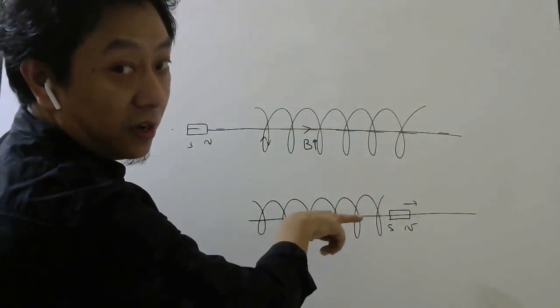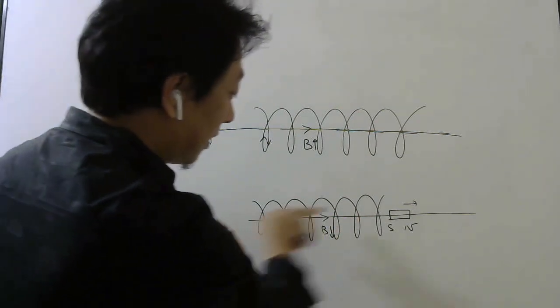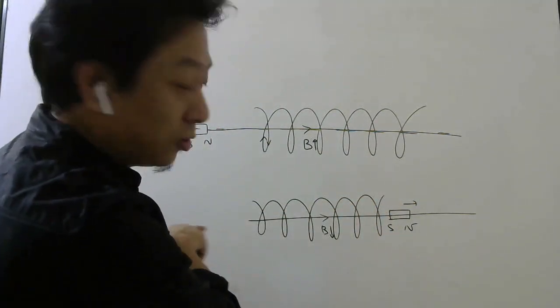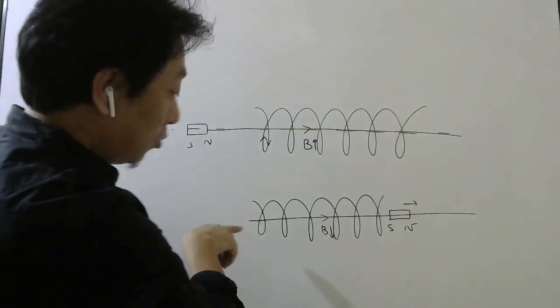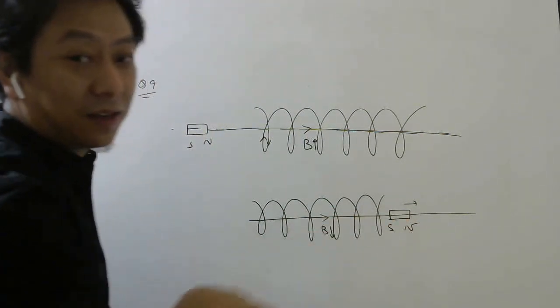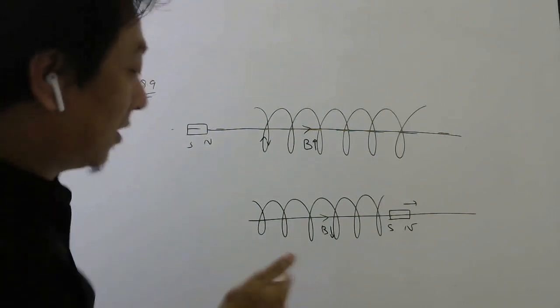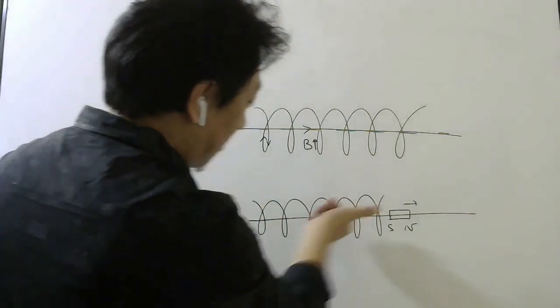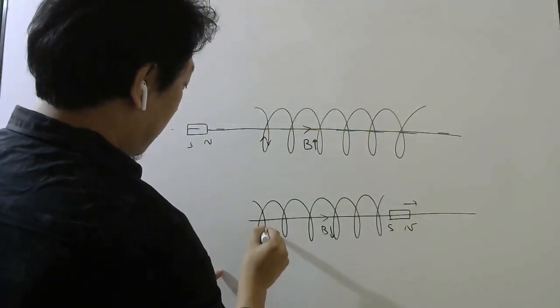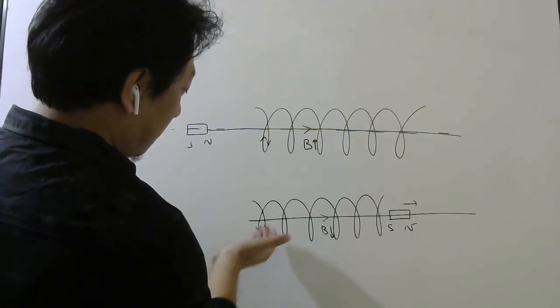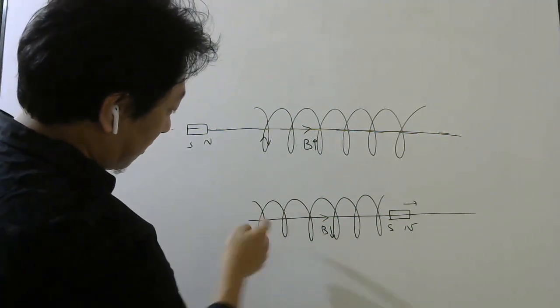To oppose that, I need to create a magnetic field in the same direction. The induced magnetic field should be in the same direction to oppose the decreasing magnetic field. So if something is decreasing, to oppose that, you have to help. So you have to create a magnetic field in the same direction. So the current should now flow this way. Okay, this is the back side, this is the front side, like this.